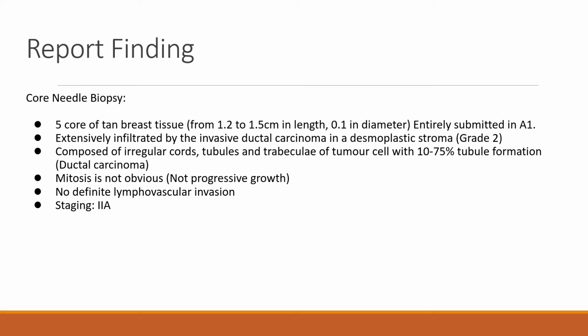The cores of breast tissue are extensively infiltrated by invasive ductal carcinoma in a desmoplastic stroma. The tumor is composed of irregular cords, tubules, and trabeculae of tumor cells with 10% to 75% tubule formation. The neoplastic cells show marked nuclear pleomorphism with coarse nuclear chromatin and occasional prominent nucleoli. Mitosis is not obvious, consistent with score 1 according to the scoring system. Score 1 means the tubule formation is not more than 75%, which means the cancer cells do not grow aggressively, but may be an underestimation as assessment is limited by sampling effect.